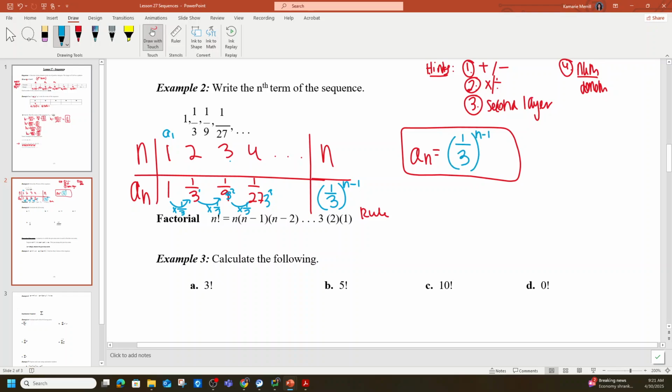Another way this could have been written is a 1 over 3 to the n minus 1, and then just view the numerator as staying a 1 the whole time. So that could have been another way you could have viewed the rule.